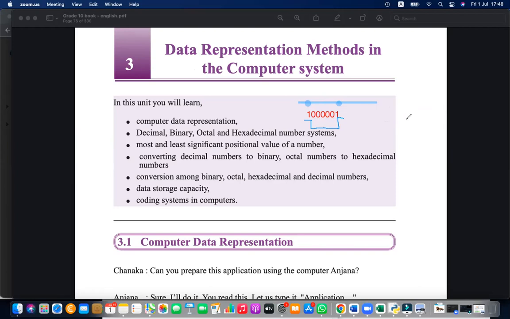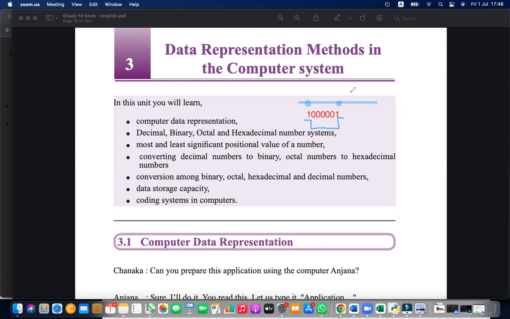So different devices have different representation systems, and that differs from one to another. Magnetic representation, optical representation, electronic representation. By using bulbs you can represent, using switches you can represent. So likewise there are different methods to represent. Okay, we learn about this data representation and how it happens and why it happens.